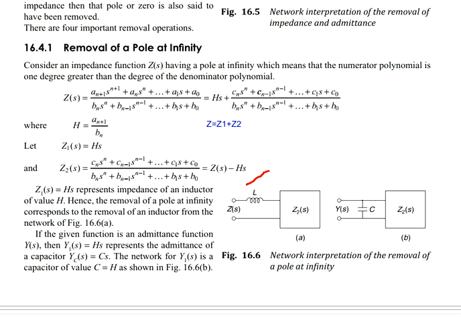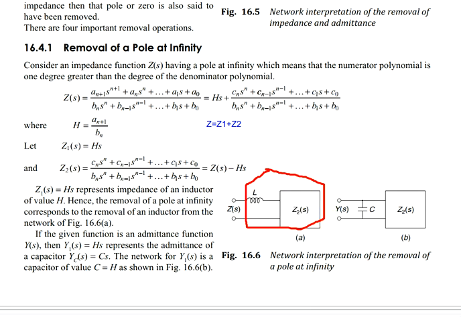So this L combined with Z2 of s is going to become Z of s. Similarly, in the next step, this Z2 of s will also be separated. Accordingly, we are going to determine the individual components of the entire function. That is how we are going to proceed.